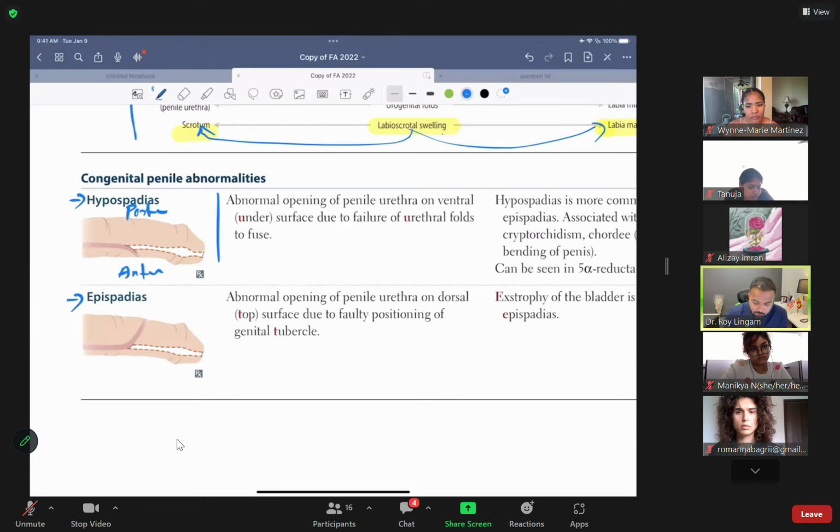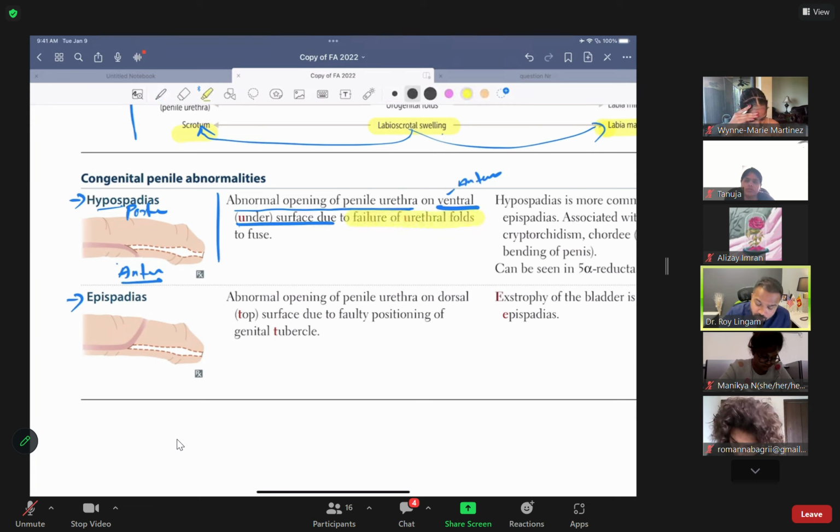People think hypospadias is a problem of the posterior side, but it's not. It's anterior. Look at that. It's an abnormal opening on the ventral surface, ventral meaning anterior. Is that clear? So there is an abnormal opening on the anterior surface. Why? Failure of the urethral folds to fuse. It didn't fuse at that point.